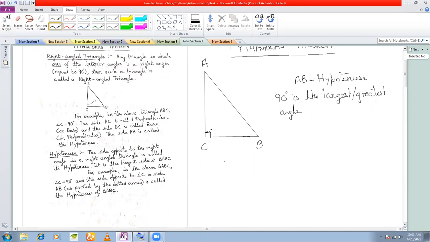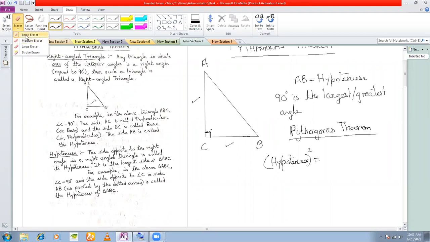Once you have identified the hypotenuse, Pythagoras theorem states that in any right angle triangle, the square of the hypotenuse must be equal to the sum of the squares of the other two sides. What are the other two sides? This is one side, this is one side. Now one side is called the perpendicular and the other side is called the base.